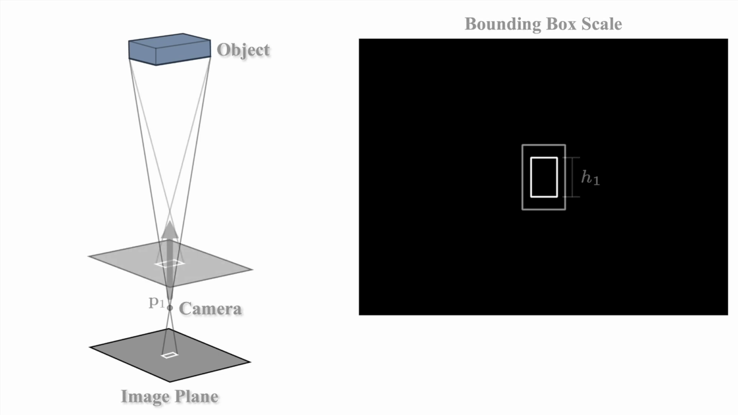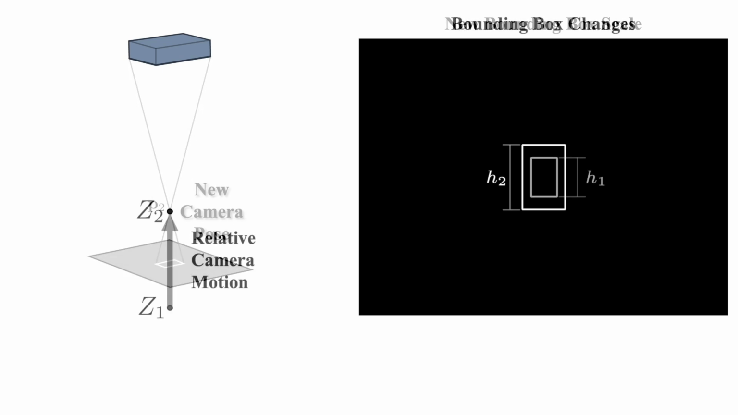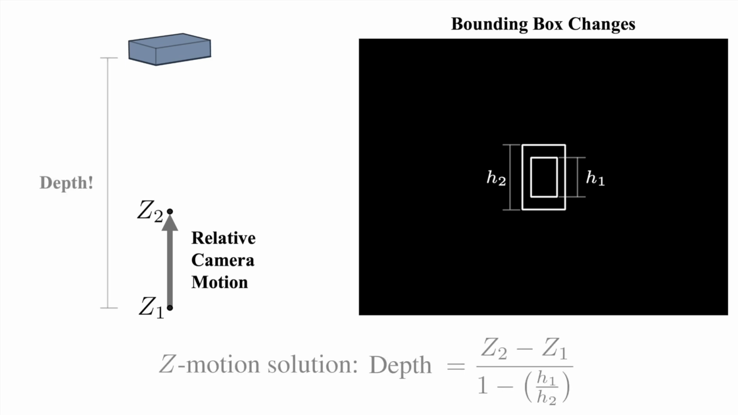Notably, if the camera moves closer or further away from the object, the bounding box scale will change with the new camera pose. If we can measure the relative change in camera pose, for example from vehicle odometry or robot kinematics, we can compare camera motion to changes in scale to solve for depth using the following solution.